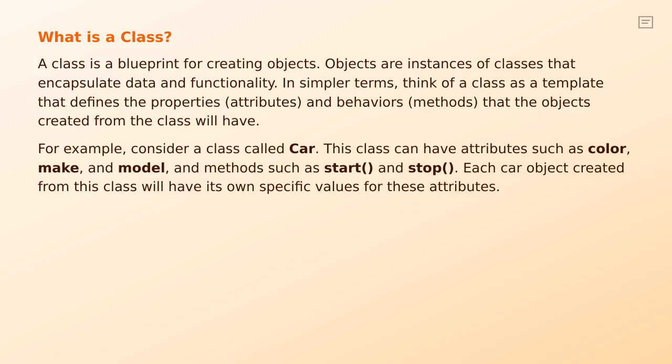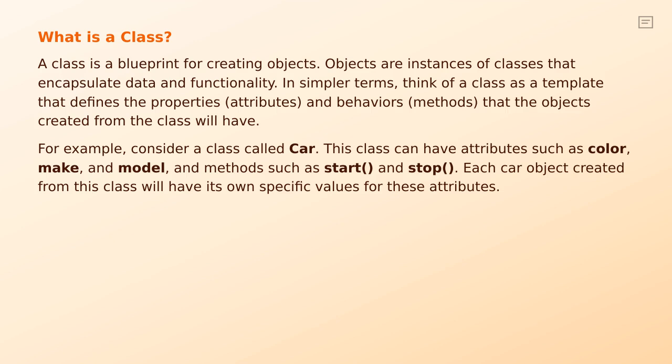This section covers what's a class. A class is a blueprint for creating objects. Objects are instances of classes that encapsulate data and functionality. In simpler terms, think of a class as a template that defines the properties, attributes, and behaviors, methods that the objects created from the class will have.